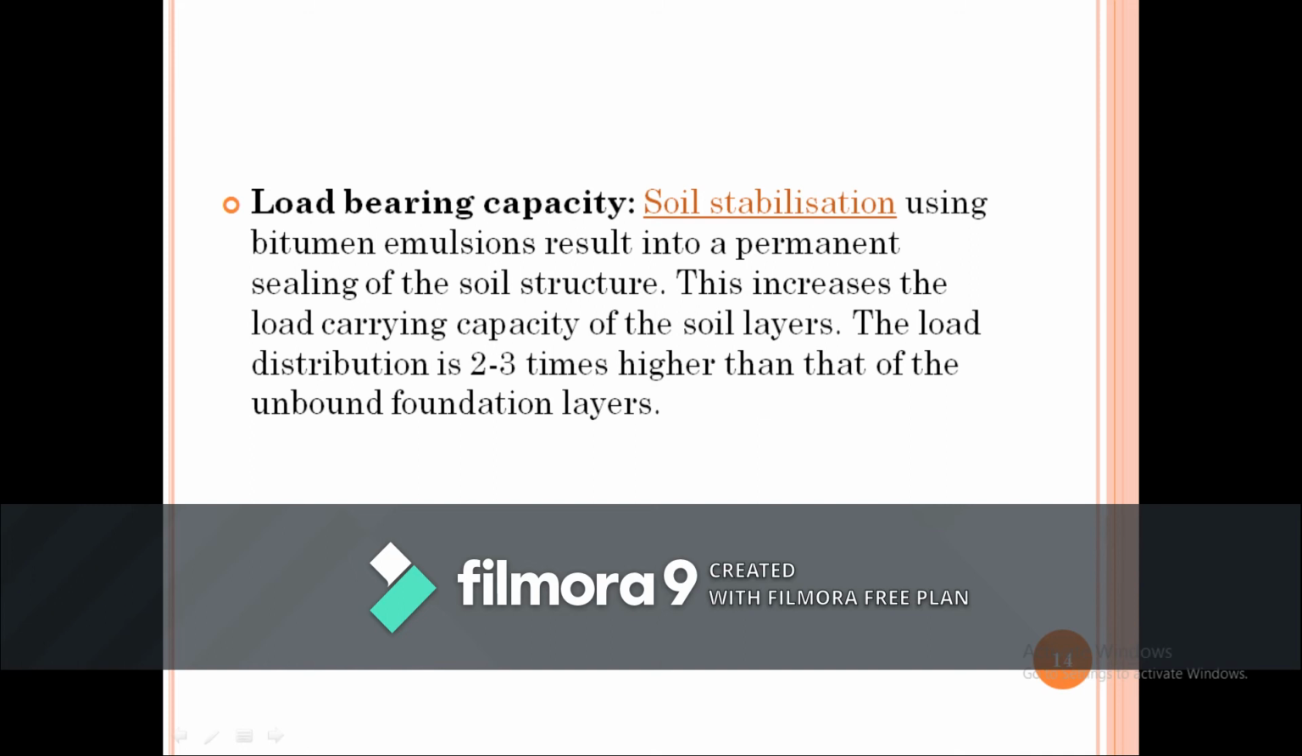So the bitumen emulsion, when you are putting it on the top layer, what is it doing? It is just acting as a sealing coat. The sealing coat is your bitumen, the tar, or you have some bitumen emulsions whenever you need to have high quality. So because of this, what is happening? The load bearing capacity is increasing. How many times? 2 to 3 times higher than that of normal unbound foundation layers. So the first one we had is waterproofing. The second one we have is load bearing capacity.